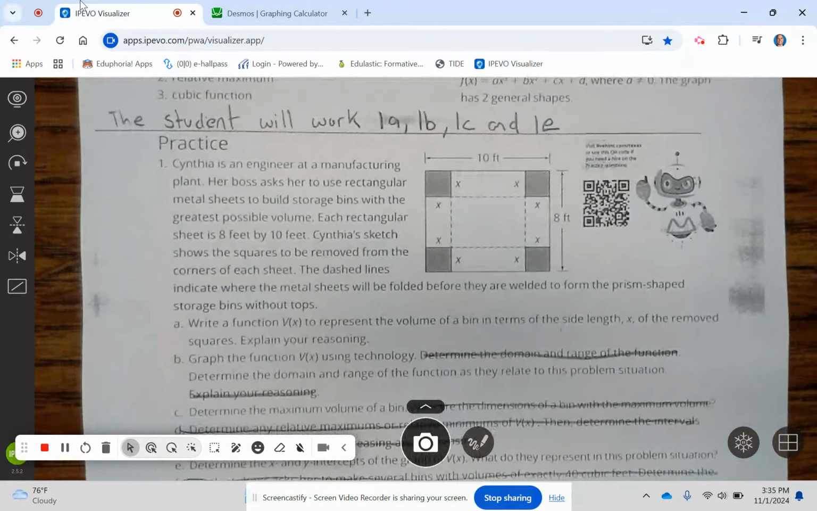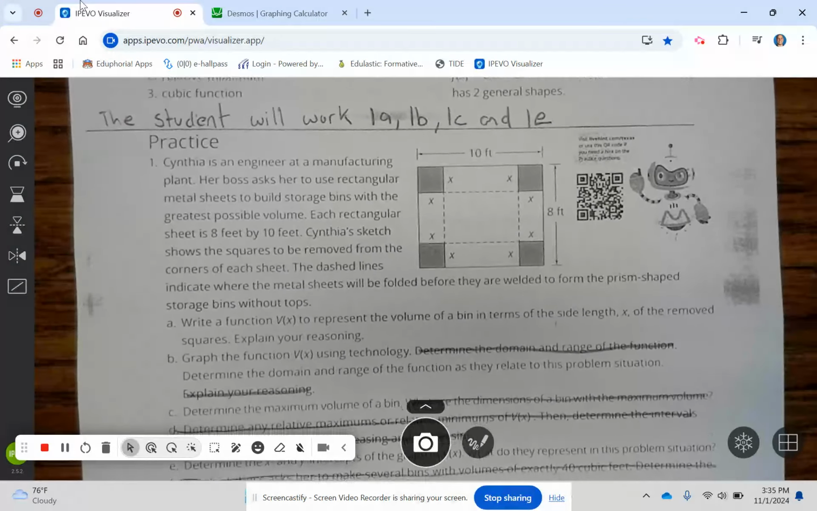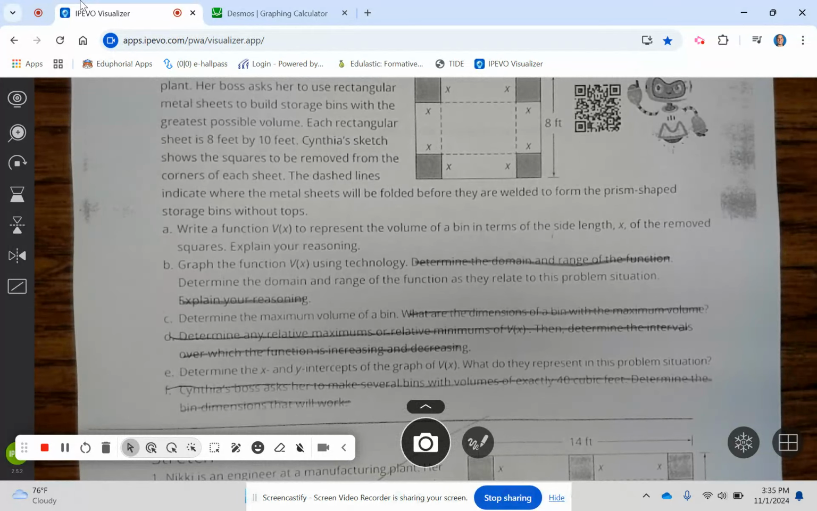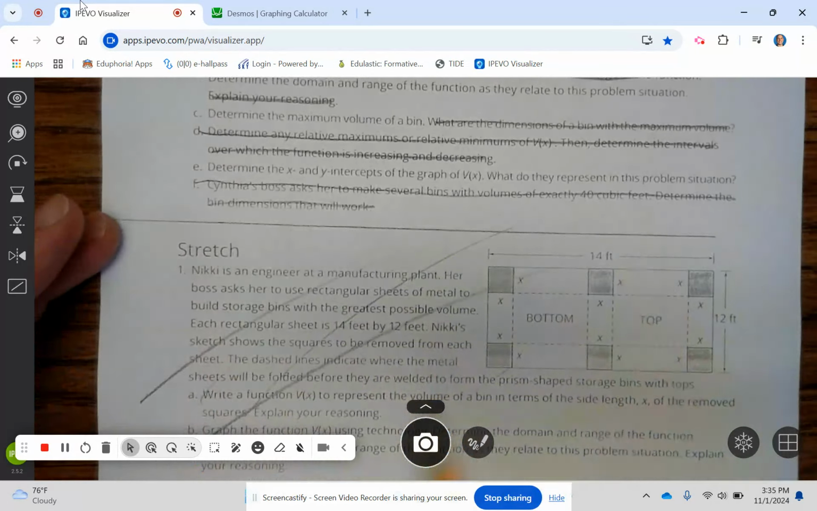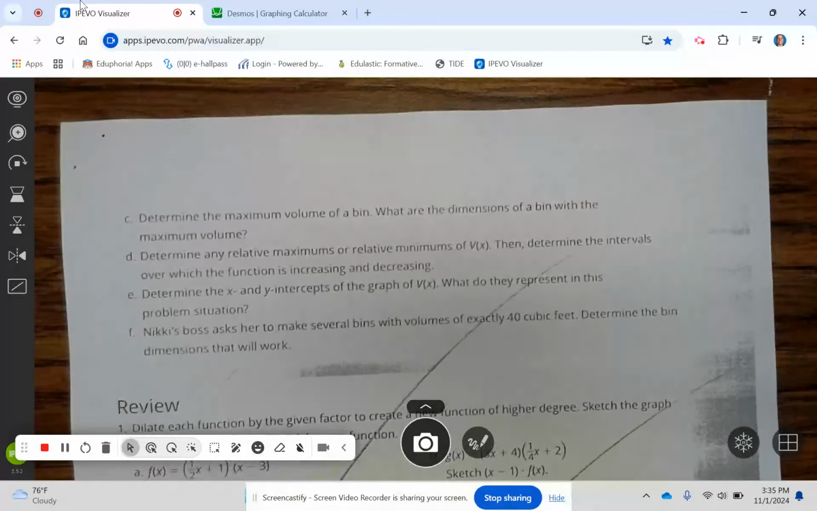The student will work 1A, 1B, 1C, and 1E. And then mark out this portion. And then go ahead and mark out this page.